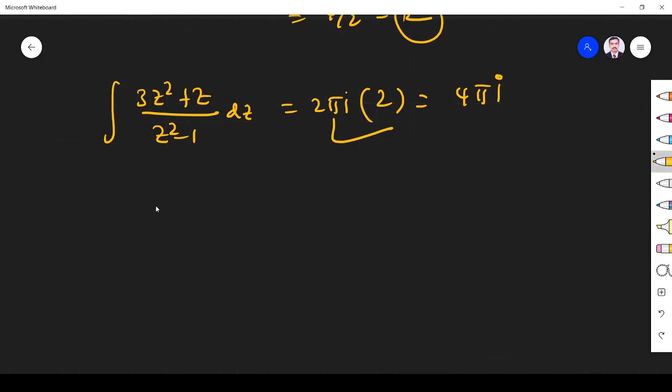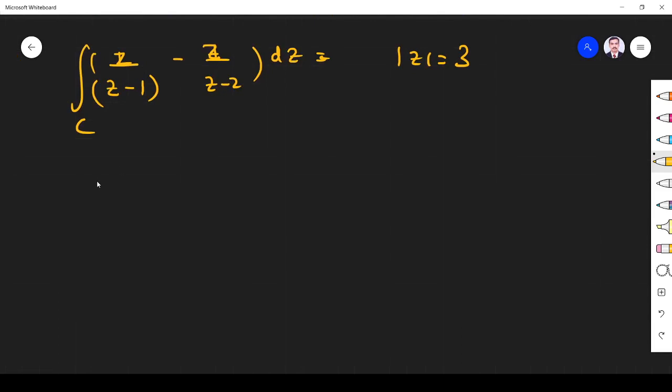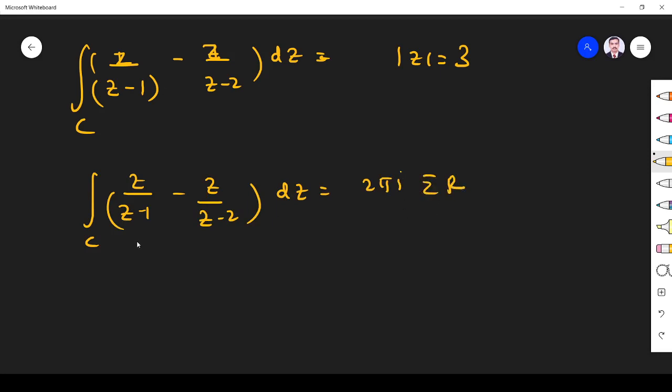Sum of residues problem, I will give one more problem on my own. So, let us assume 1 by z minus 1, minus 1 by z minus 2, which is z by (z minus 1)(z minus 2), dz, right? I have to evaluate it over the curve mod z is equal to 3. So what is the answer? As per the theorem, the integral is given by 2 pi i into sum of residues, right? Here pole at z is equal to 1, here pole at z is equal to 2. So z is equal to 1 lies inside 3, z is equal to 2 also lies inside the circle.